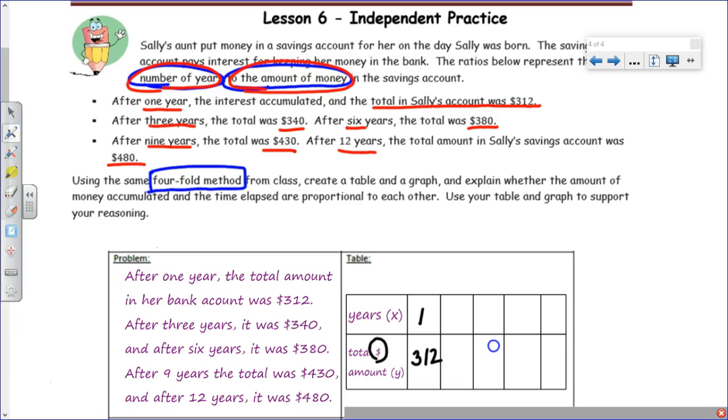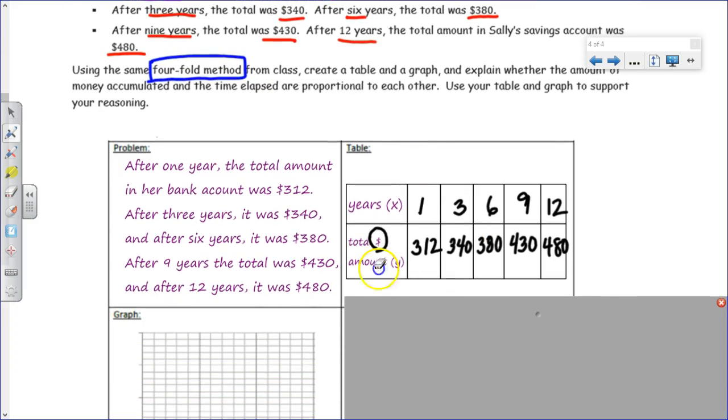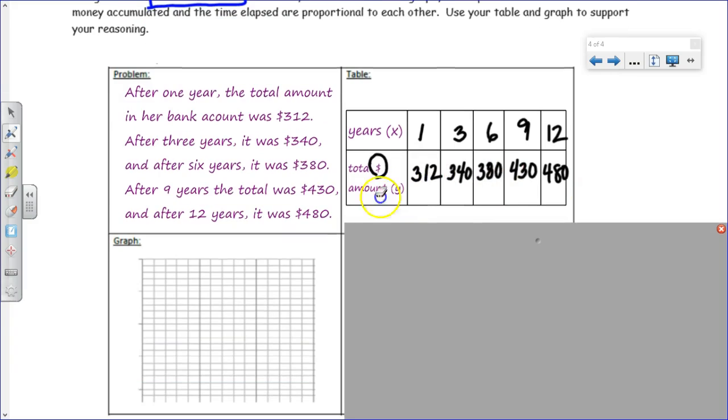Okay, then it doesn't tell me after 2 years, but it does say for 3 years, it's 340, and so on and so forth. So go ahead, pause it, and try filling it in on your own, then unpause it and see if you have it right. So after 6 years, it's 380. After 9 years, 430. After 12 years, 480. How did you do? Hopefully it was pretty easy to fill in the table. The hard part here is going to be the graph, because if you're noticing, these numbers are pretty large.